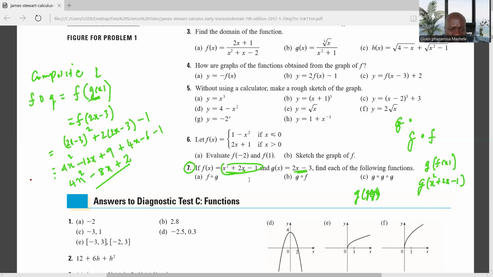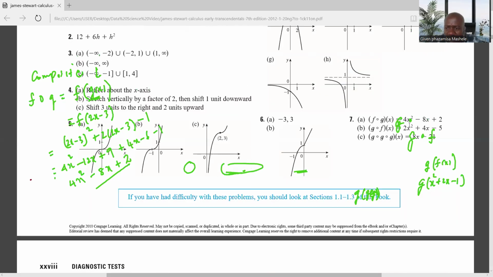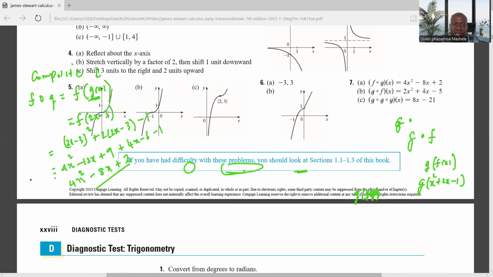I think this is number 7. So if you look at number 7, here's the answer. I think you can easily see that I got it correct. So this is called composite functions. These are composite functions.